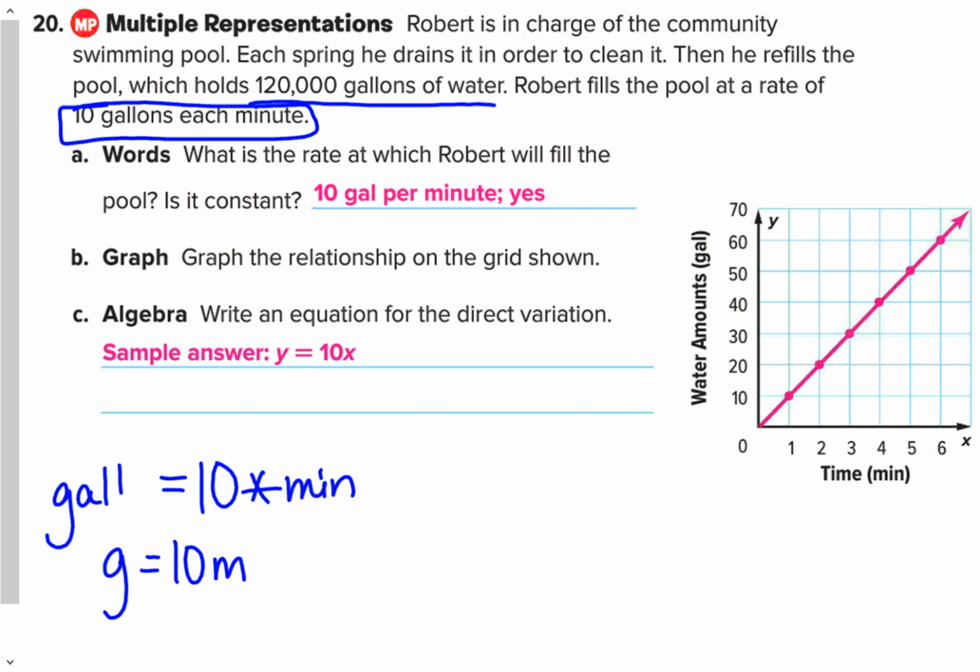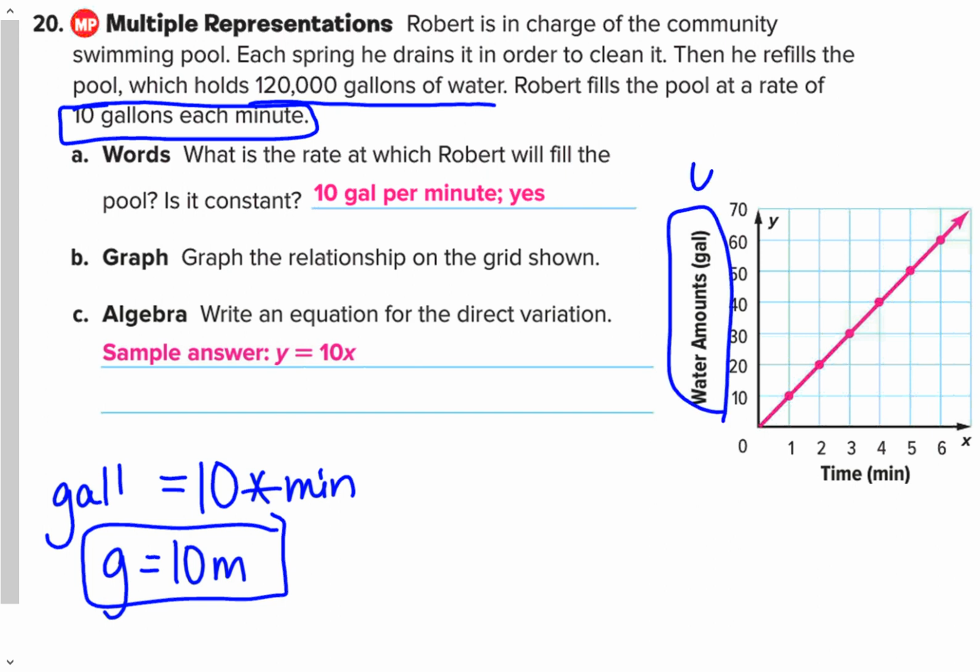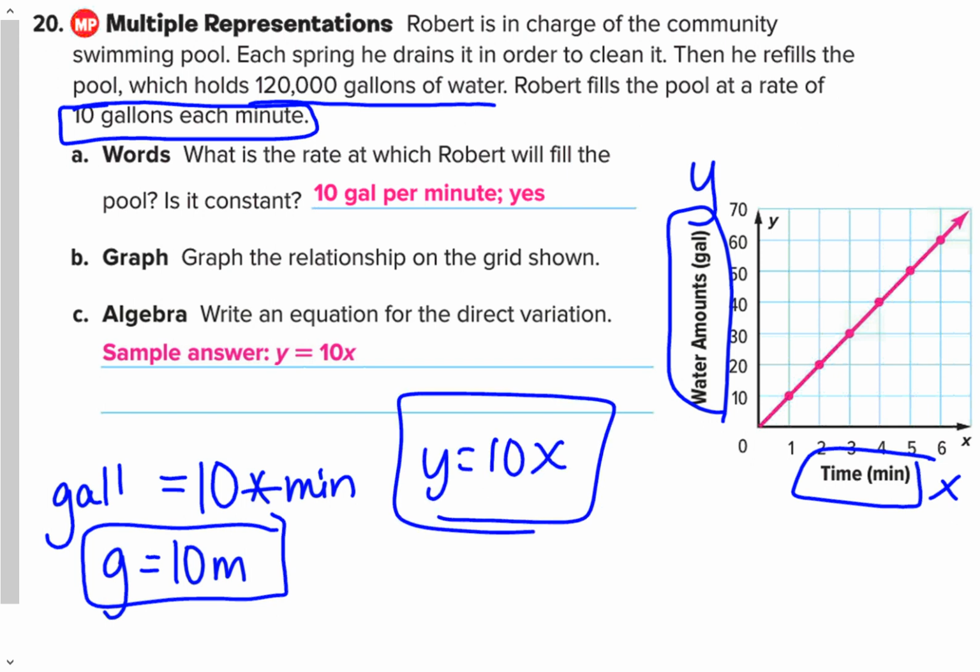That sounds good, right? Okay, so what's the rate? Well, they just told you 10 gallons per minute. Is it proportional? Is it constant? Yes, because it doesn't change. So we graphed it. So 1 times 10 is 10, 2 times 10 is 20, 3 times 10 is 30, and so forth. And then write an equation. Oh, we just did, except they use y equals 10x, which is fine because our water is our y and our time is our x. So y equals 10x.